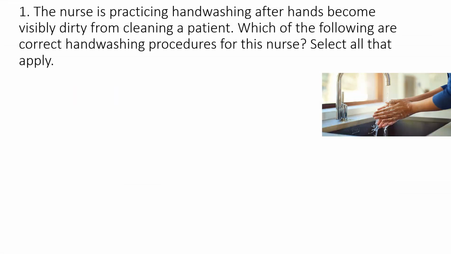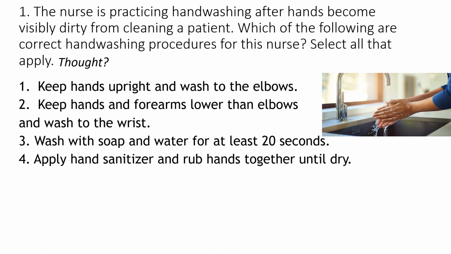Question number 1. The nurse is practicing hand washing after hands become visibly dirty from cleaning a patient. Which of the following are correct hand washing procedures for this nurse? Select all that apply. Is the answer number 1, to keep hands upright and wash to the elbows? Number 2, keep hands and forearms lower than the elbows and wash to the wrist. Number 3, wash with soap and water for at least 20 seconds. And/or number 4, apply hand sanitizer and rub together until dry.